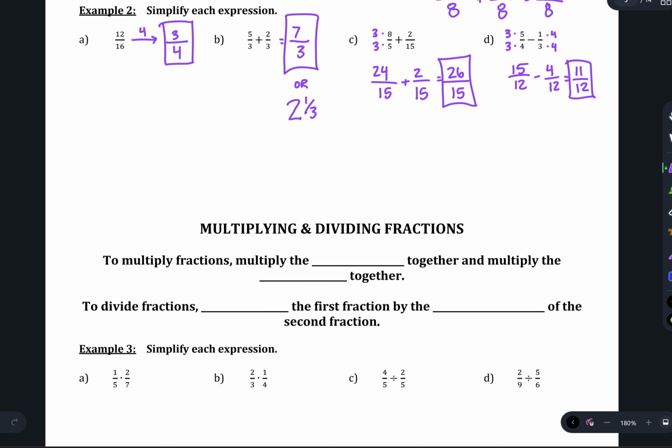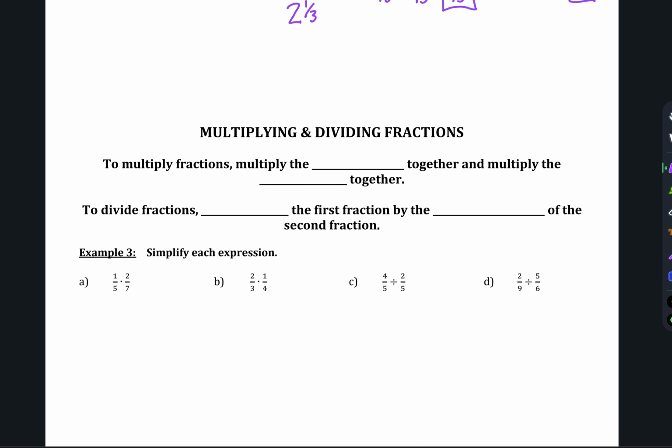Okay, perfect. Multiplying and dividing fractions, I think, is arguably much easier than adding and subtracting fractions because what don't we care about anymore? We don't care about those common denominators anymore. We can just multiply and divide whatever we want together. So, to multiply fractions, we multiply the numerators together, and we multiply the denominators together, which means we're multiplying all the tops all the way across. We're multiplying all the bottoms all the way across.